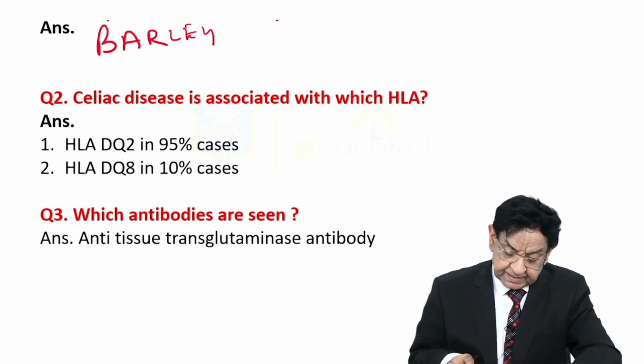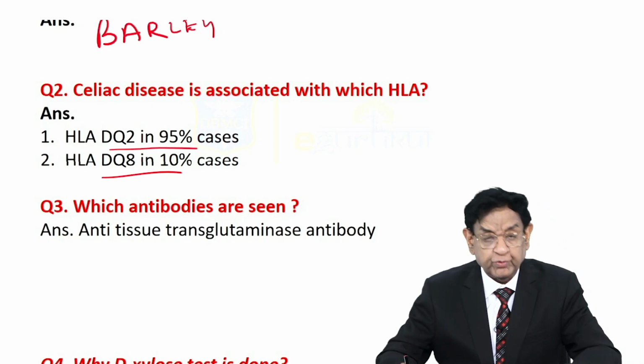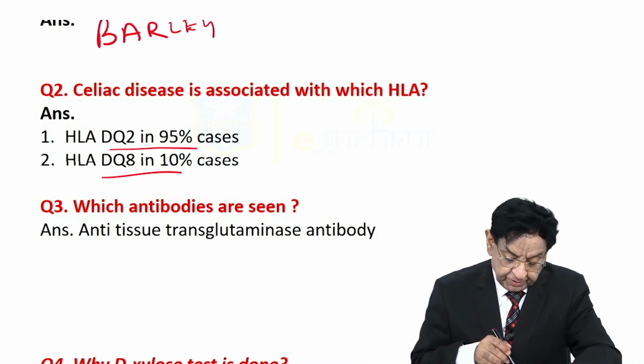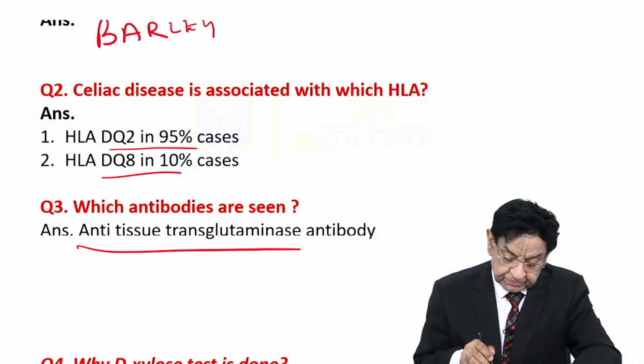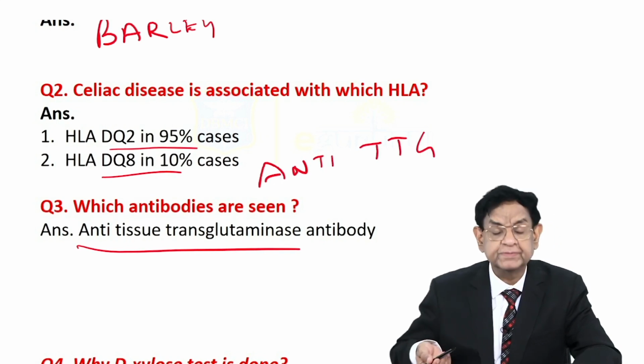Celiac disease is associated with which HLA? DQ2, DQ8. And which antibody? Anti-tissue transglutaminase, what we call anti-TTG.